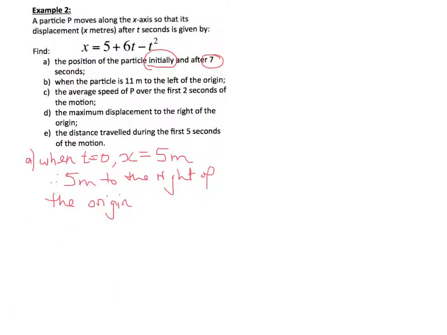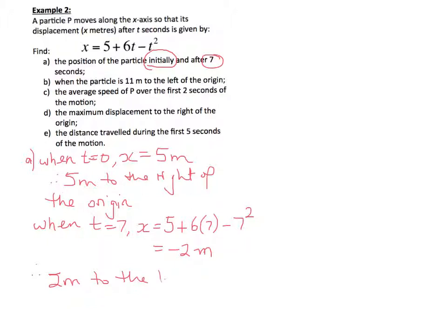And also we had to find the position of the particle when t equals 7. So that is going to occur simply by substituting t equals 7 into the expression for the displacement of the particle. And we'll get negative 2 meters. So remember, negative 2 for displacement means the particle is 2 meters to the left of the origin.